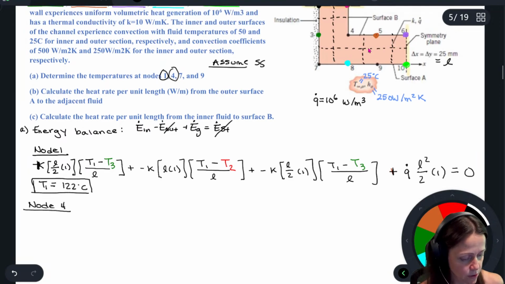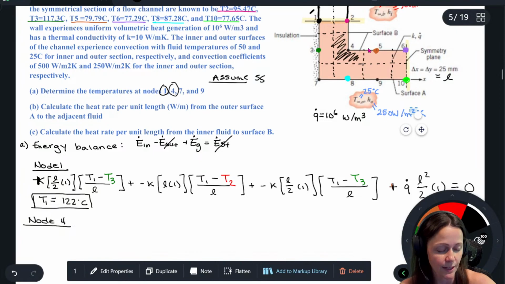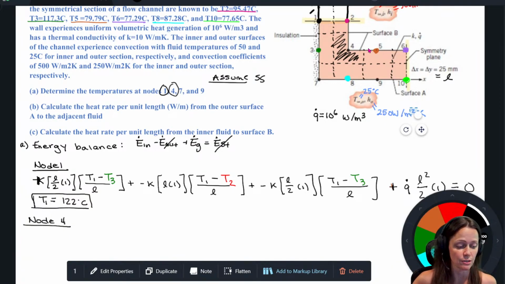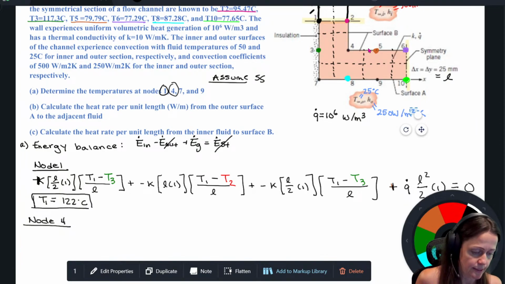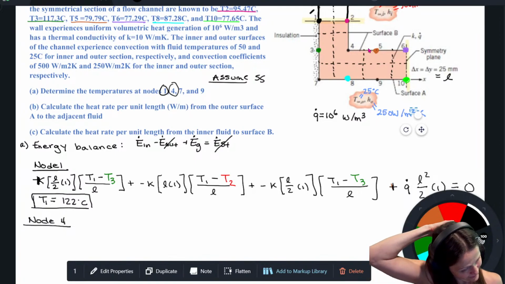Right, so let's look at node 4. The first thing that I notice is that when I'm calculating that volumetric heat generation rate, I'm going to need to multiply it by a volume. Well, this is 3/4 of the volume of an entire element, so it would be 3/4 L squared times 1 in the z direction. Slightly annoying because it looks like I've got conduction from nodes 2, 5, 8, and 3, and then I've also got convection as well. Only slightly annoying, but it's okay.